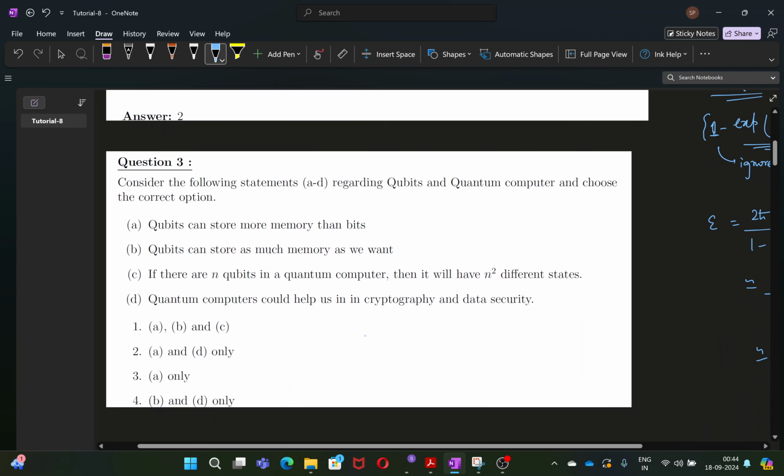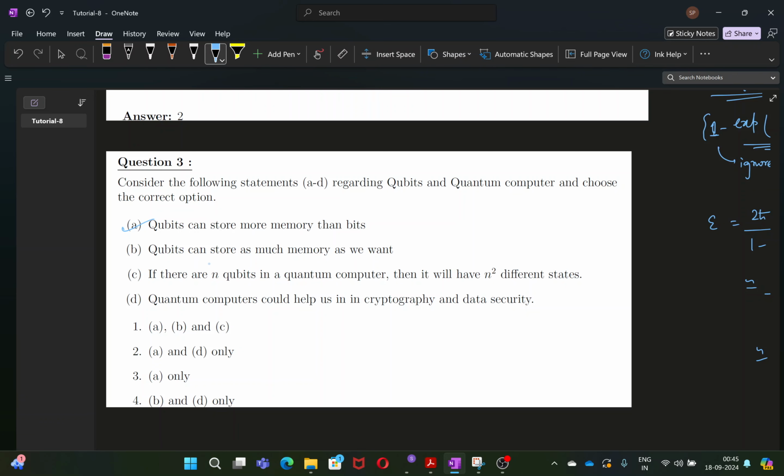Then question number 3 says: consider the following statements A to D regarding qubits and quantum computers and choose the correct option. So the first option is that qubits can store more energy than bits, which is obviously true, because classical bits do not have as much information storage capacity as qubits can have. It can also carry much more information than the classical bits. I'll discuss qubits in more detail later on the blank page. Right now let us choose the correct options.